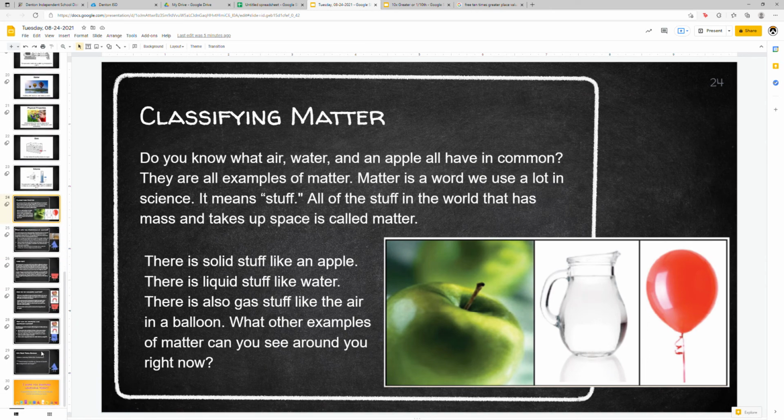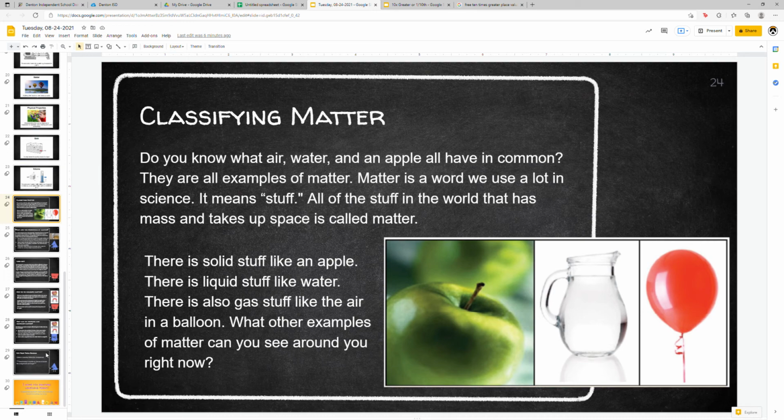The next few slides have quite a bit of information on them, which I'm going to go over. Another reason why I'm pre-recording this lesson for you right now, so that while we have this lesson in science, you are able to refer back to this for your assignment later too. So, classifying matter. Do you know what air, water, and an apple all have in common? They are all examples of matter. Matter is a word we use a lot in science. It means stuff. All of the stuff in the world that has mass and takes up space is called matter.